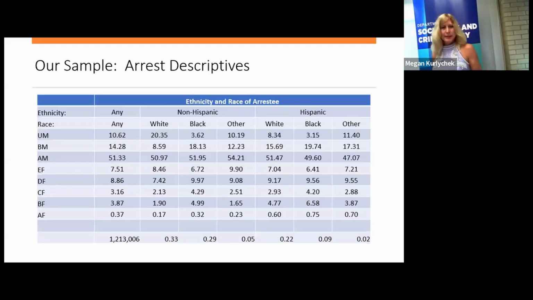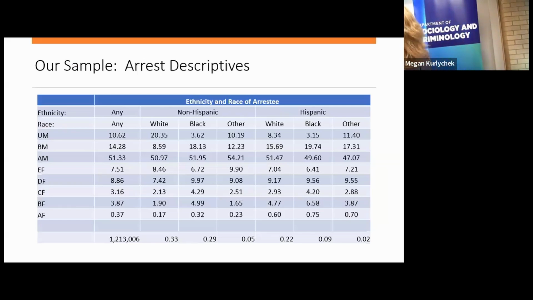So here's basically kind of what the sample we had to start with looked like. So we had over 1 million arrests, and we were able to divide it into white, black, and other by both non-Hispanic and Hispanic ethnicity. They did a lot of coding in New York to separate the ethnicities.